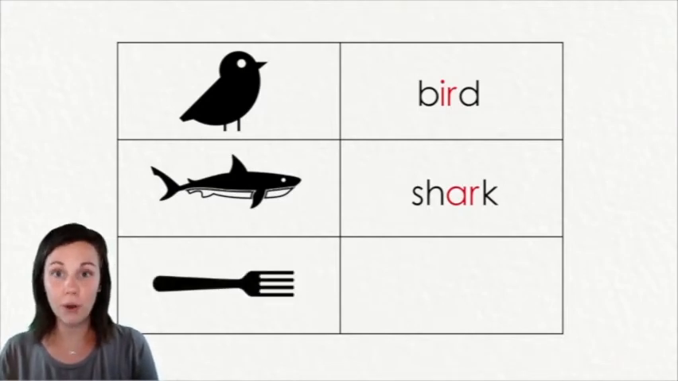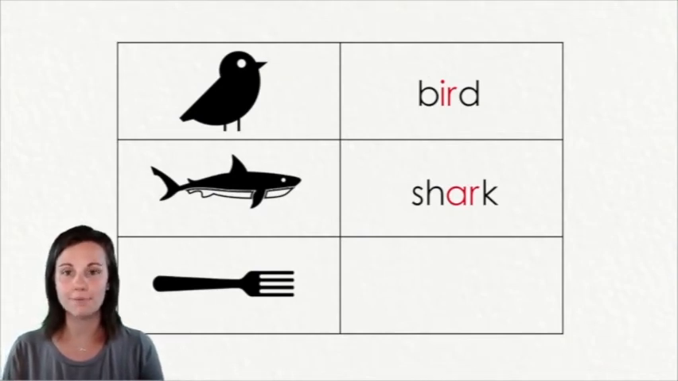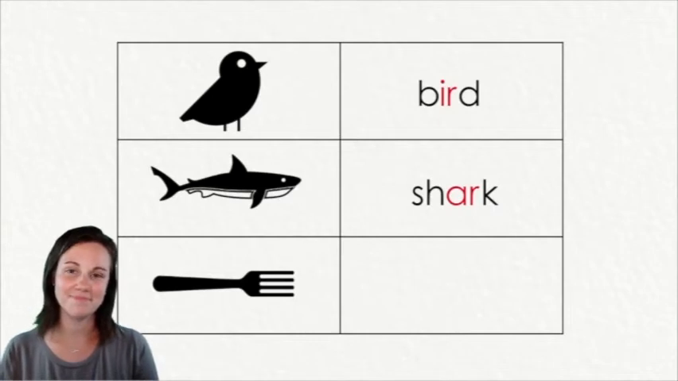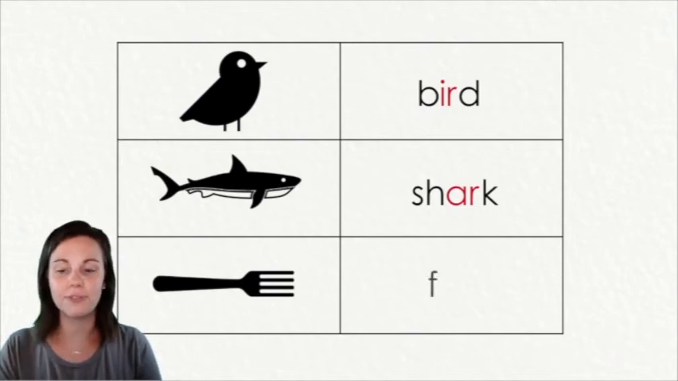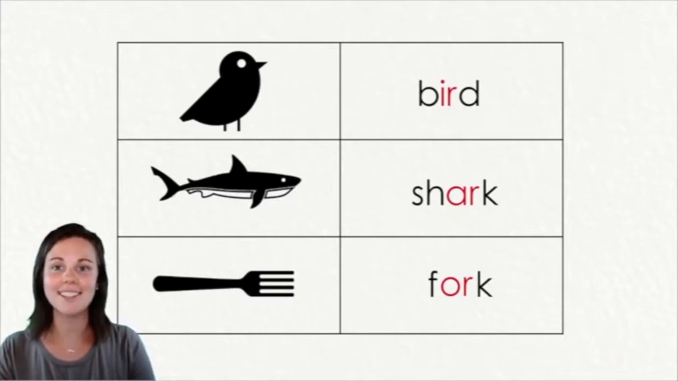This is the word fork. Tap it out and spell it on your paper. Fork. I heard or in the middle. Or. Spell it with me. F-O-R-K. Great spelling. Now you'll have a chance to write a silly sentence using those three R-controlled words we just spelled. Bird, shark, fork. Start with a capital letter and remember to end with punctuation.